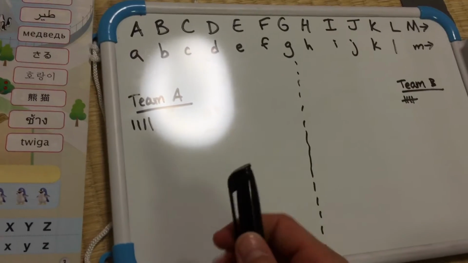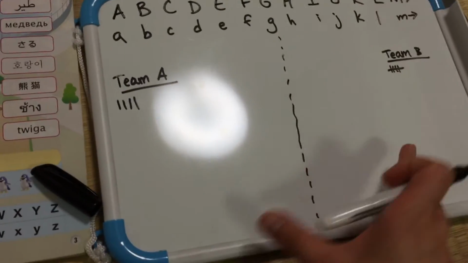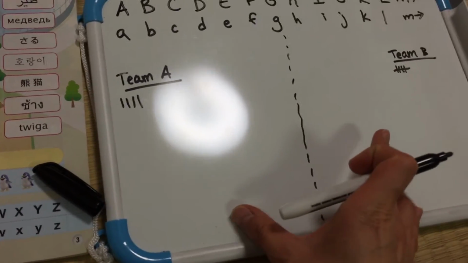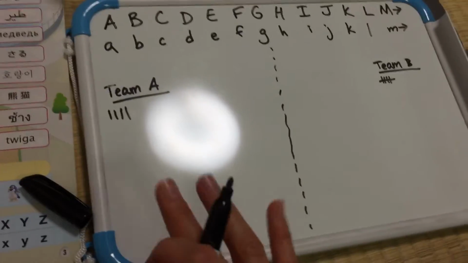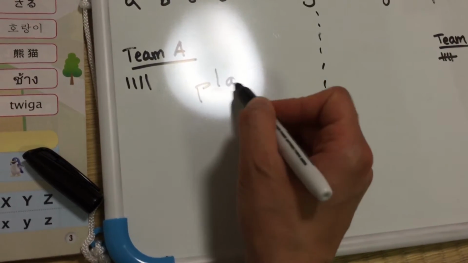And what I would do is I would get a volunteer from Team A and a volunteer from Team B to come to the front of the class. And I would get everybody to close their eyes, including the volunteers. Then I would write a word.